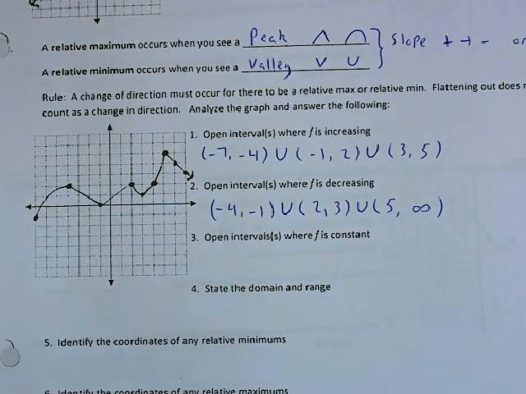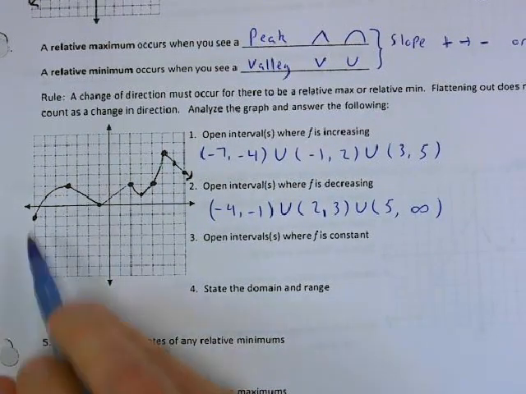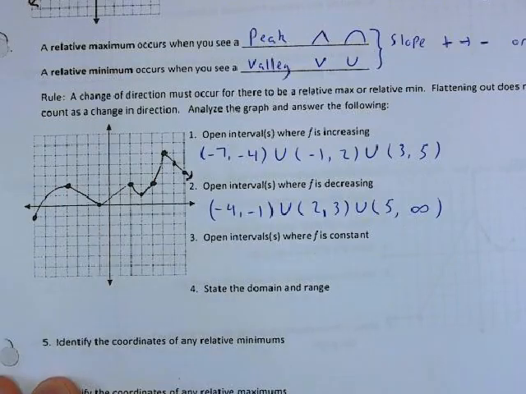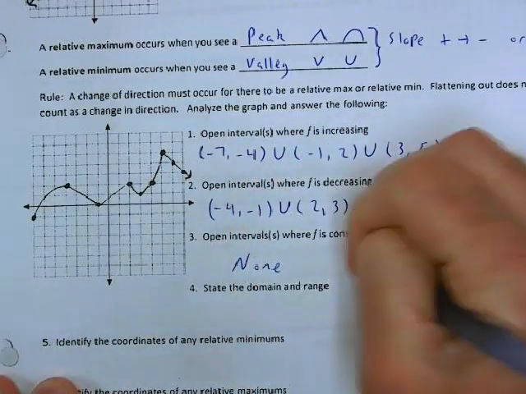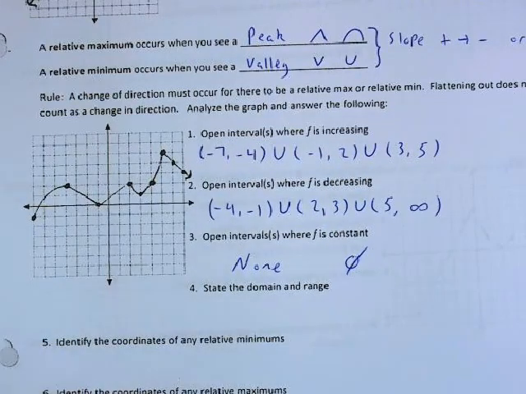Okay. All right, next part, where are the open intervals where our function is constant? So where do we see a horizontal line? Nowhere. Okay, and that's fine. That just means there are none. Or you can put the no solution symbol if you want to, the circle with a little slash through it. Okay, because there's no areas on this function where it's constant.